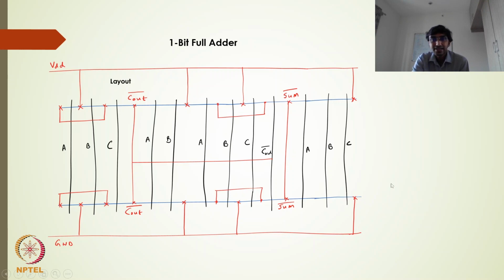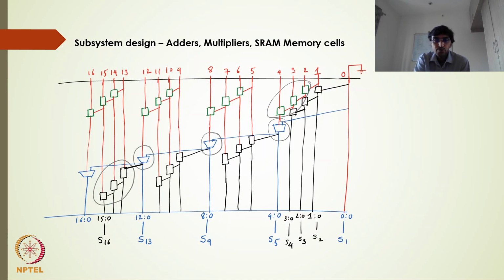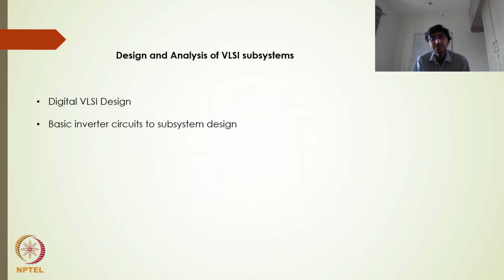So here is a layout, a stick diagram of a 1-bit full adder that will be discussed as well. And then we will move on to the higher order subsystem design, such as the adders or the multipliers in the form of compressors, in the form of the Booth multiplier, and also we will look into the memory cells. So overall, this course talks about digital VLSI design.